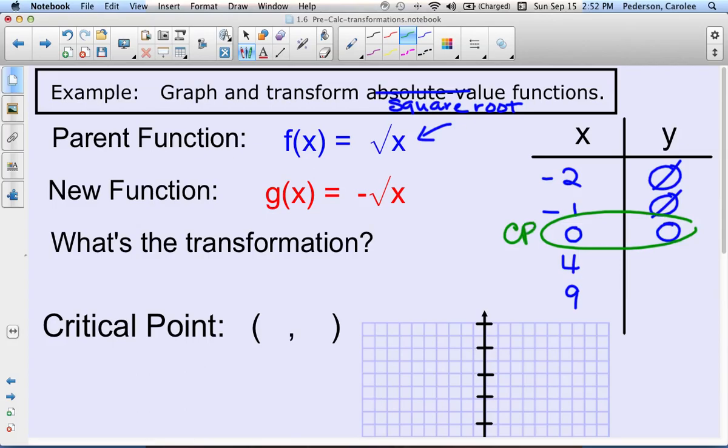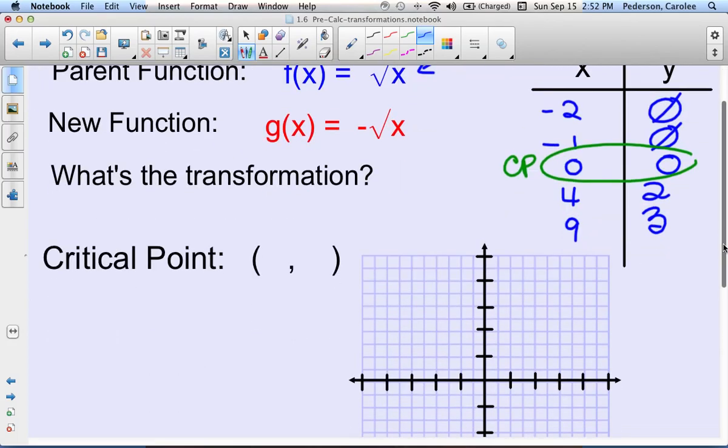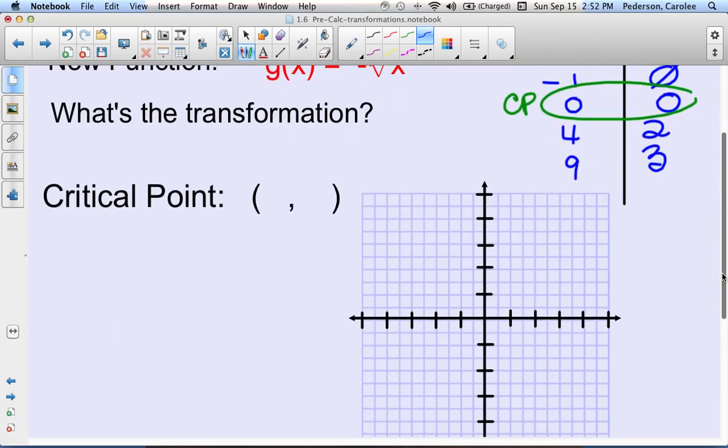Now let's take the square root of 4. The square root of 4 is 2. The square root of 9 is 3. So quick sketch there. There's 1, 1. Here's our critical point, 0, 0.